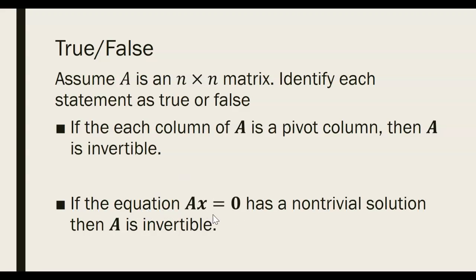This second one says, if the equation has a trivial solution, then A is invertible. That is false. It's false because having a nontrivial solution means that A is going to row reduce and have a free variable, which leads to the dimension of the null space being more than 0. Dimension of the null space more than 0 means A would not be invertible. So the first statement is true, the second statement is false.